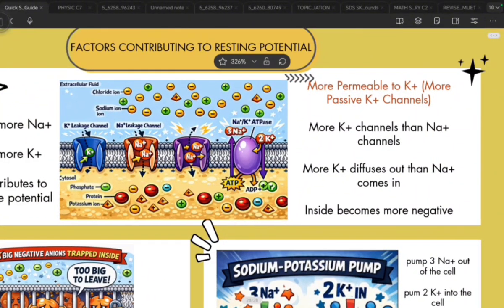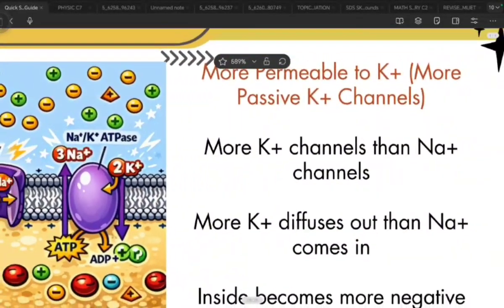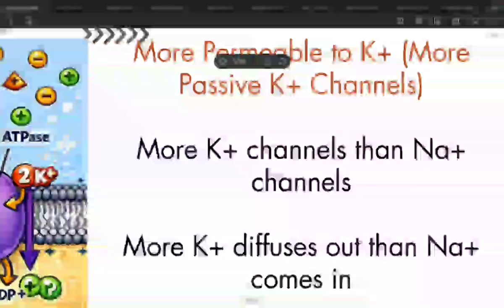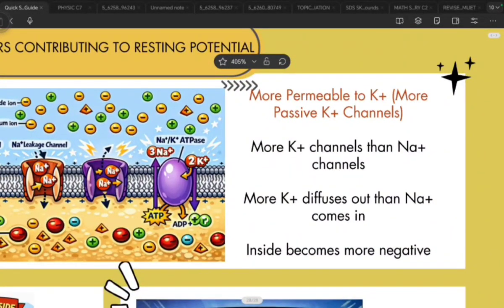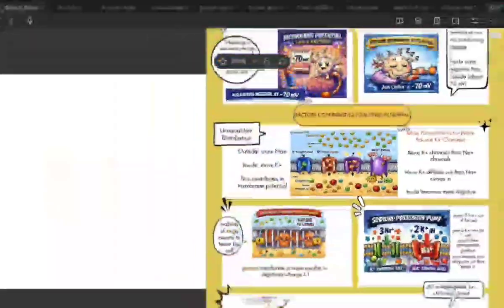The membrane is naturally more permeable to K+ ions because there are many more passive K+ leakage channels than sodium ion channels. More K+ diffuses out than Na+ comes in. Inside becomes more negative.